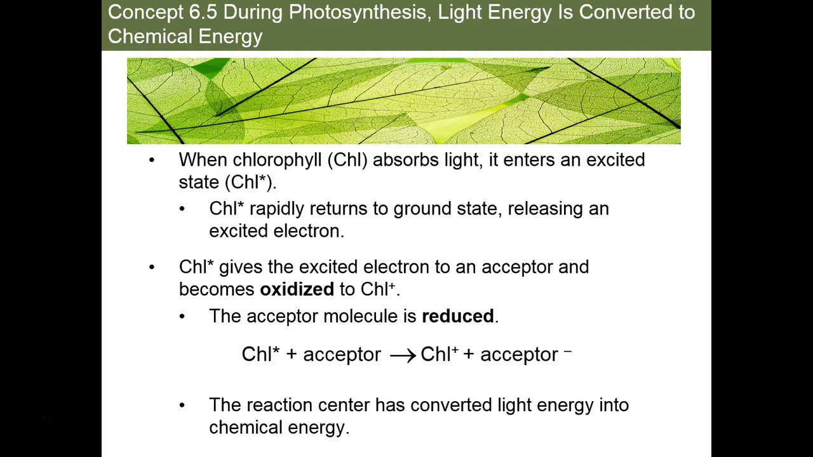When chlorophyll absorbs light and enters an excited state, becoming excited chlorophyll, and then returns to a ground state, it releases an excited electron. The excited chlorophyll gives the excited electron to an acceptor and becomes oxidized, since it lost that electron, becoming chlorophyll plus. The acceptor molecule becomes reduced. At this moment, the reaction center has converted light energy to chemical energy.